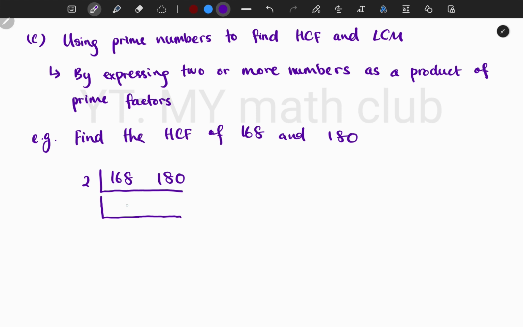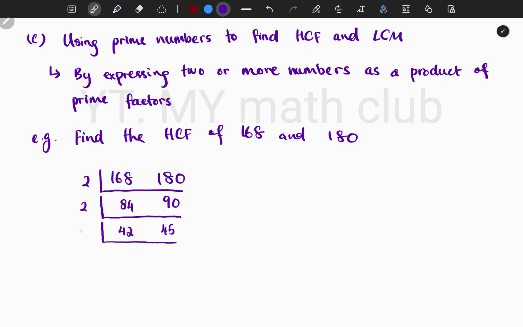So 168 divided by 2 is 84. 180 divided by 2 is 90. Again, I'm going to divide both by 2 again because it's possible. 84 divided by 2, I get 42. 90 divided by 2, I get 45. Okay, so the next pair of numbers, 42 and 45, 42 can be divided by 2, but 45 cannot.